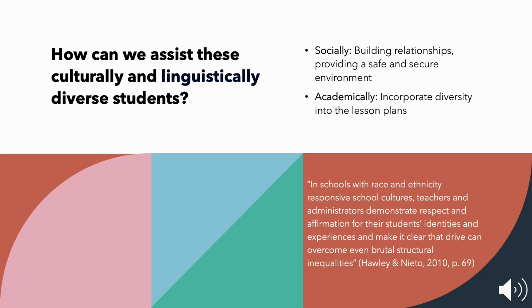How can we assist these culturally and linguistically diverse students? To assist them socially, we should be building relationships and providing a safe and secure environment. To assist them academically, we should be incorporating diversity into the lesson plans. To assist these students to be successful socially and academically, we must get to know our students and their interests. We must also maintain consistent communication while acknowledging and respecting every student.